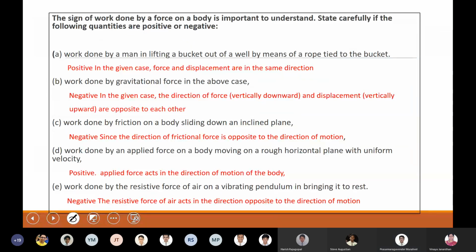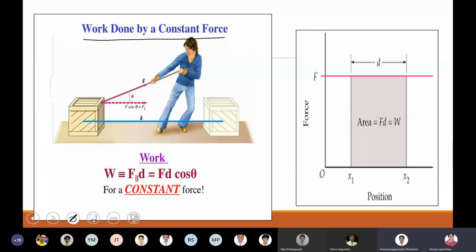Boys, we started with work done by a constant force. How to calculate the work done by a force acting on a body? We used the mathematical expression W is equal to Fs cos theta. Now the question is, is there any other method to find the work done apart from your mathematical expression? If you plot a graph between force and the displacement, then the area under the graph gives you the work done.